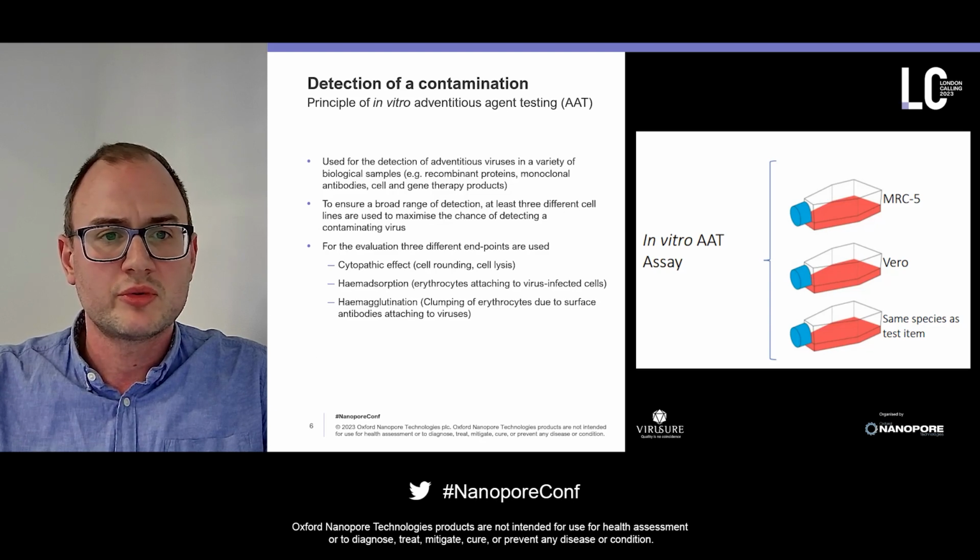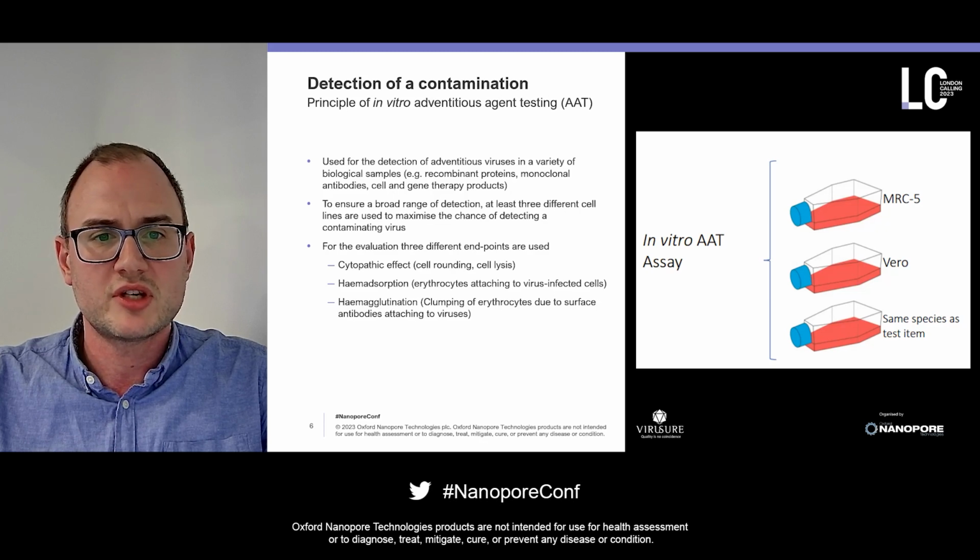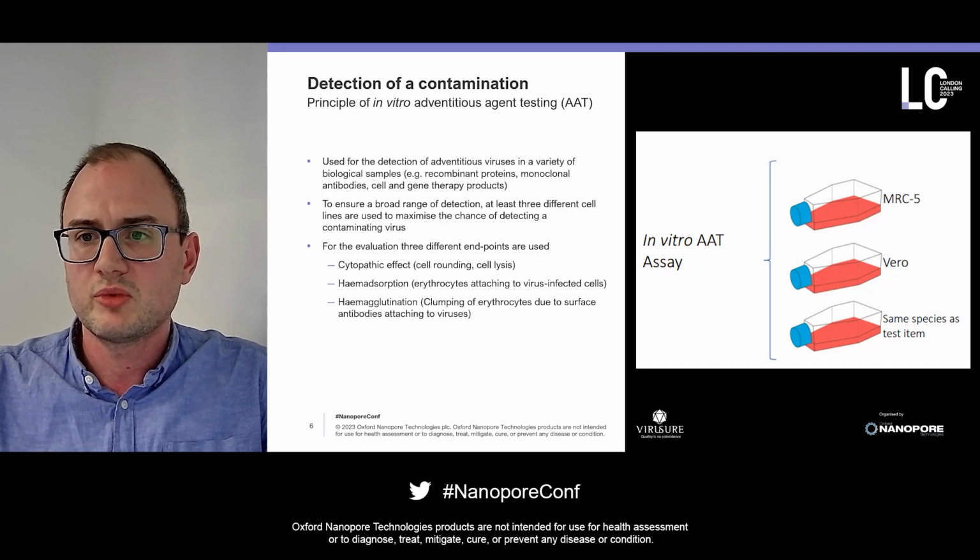To ensure a broad range of detection, at least 3 different cell lines are used to maximize the chance of detecting a contaminating virus. These cell lines should contain 1 cell line of human origin, 1 of primate origin, and 1 of the same species as the test item itself.